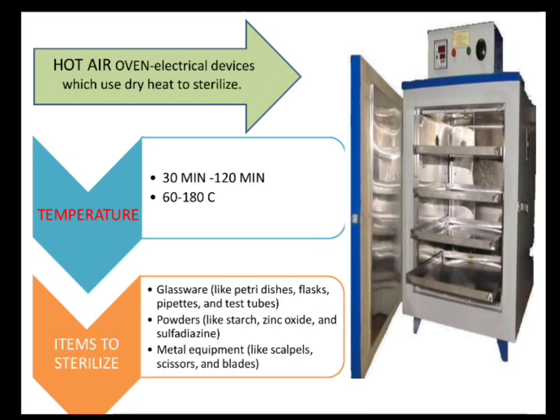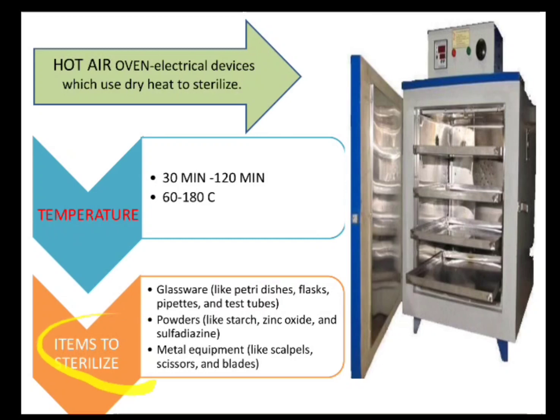What are the different temperatures? It can range from 30 minutes to 120 minutes, and from 60 degrees centigrade to 180 degrees centigrade. So specifically, if the holding temperature is 170 degrees centigrade, it can be maintained for 30 minutes. If the holding temperature is 160 degrees centigrade, it can be maintained for 60 minutes, and if the holding temperature is 150 degrees centigrade, it can be held for 150 minutes. So these are the different holding temperatures and holding times.